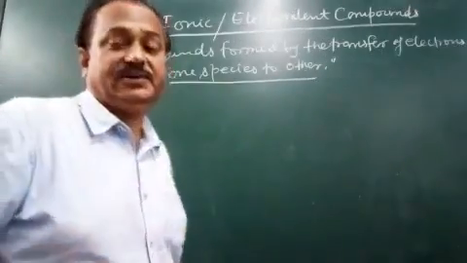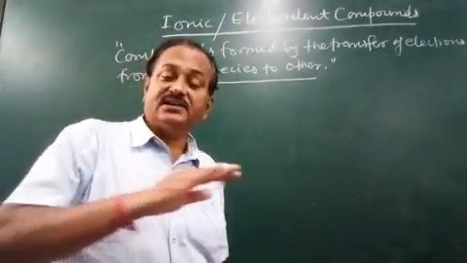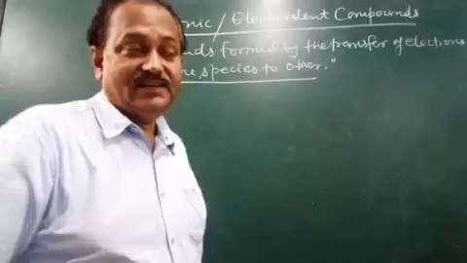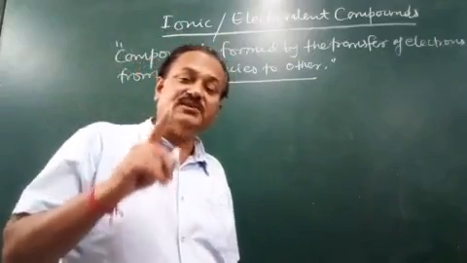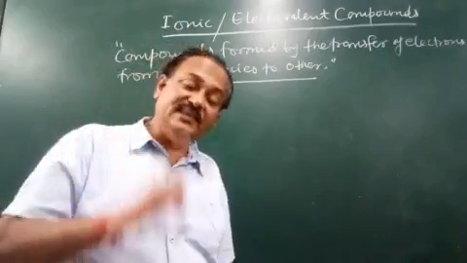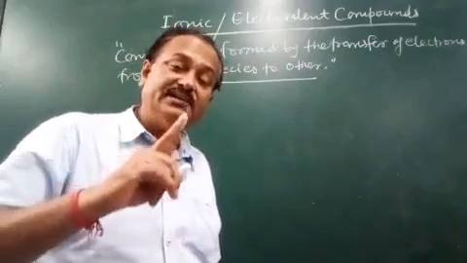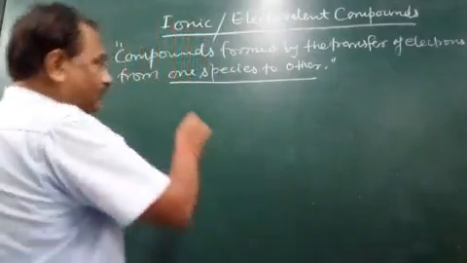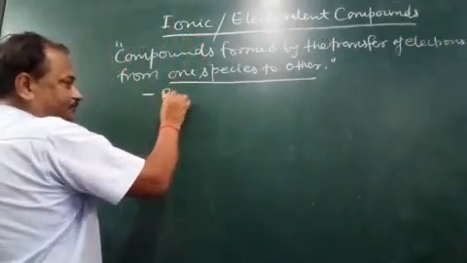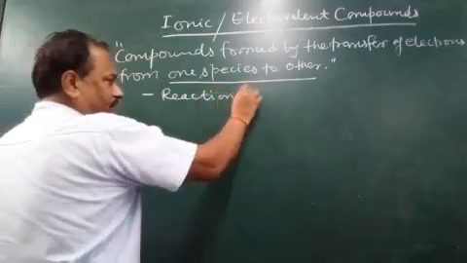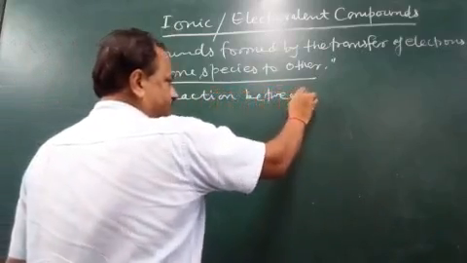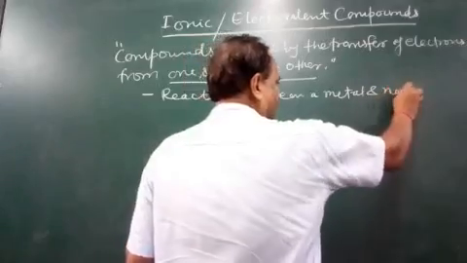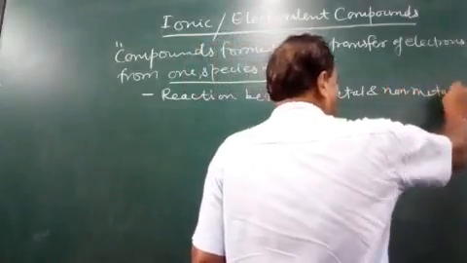With the transfer of electrons, or we can say the complete loss or gain. In simple words, one species loses an electron and the other gains an electron. It is called an ionic bond. An ionic bond is also called an electrovalent bond. Now, an ionic bond is formed by the reaction between a metal and a non-metal.